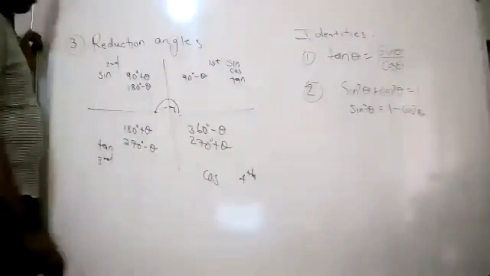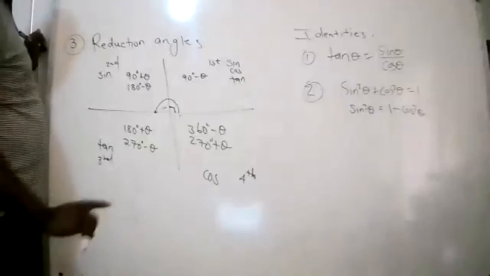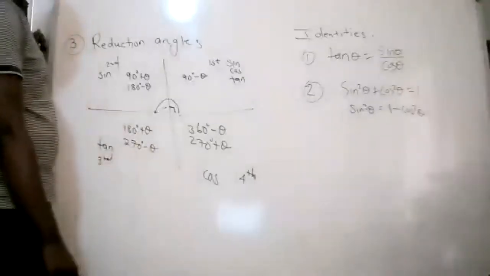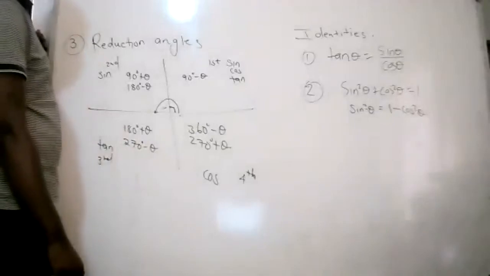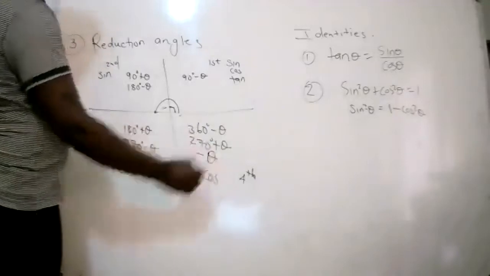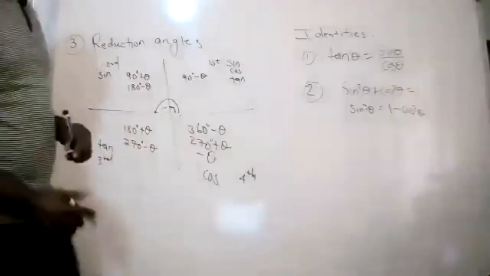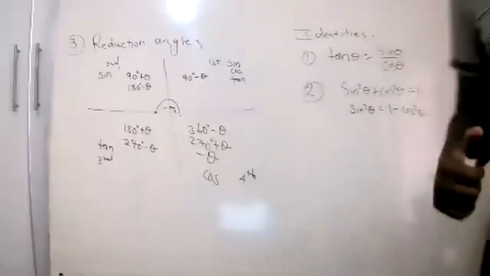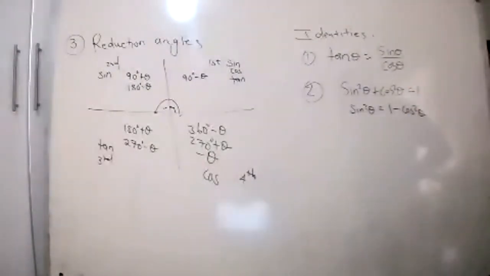On the fourth quadrant, we have 3 angles. Can any one of you tell me the third angle we find on the fourth quadrant? It is negative theta. That is another angle we find there. So that is what is called the reduction angles. You must keep it in your head. You never have to forget it even a single day, because that is what will assist us to answer some of the questions.